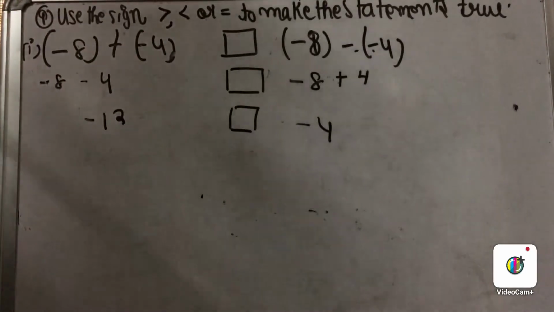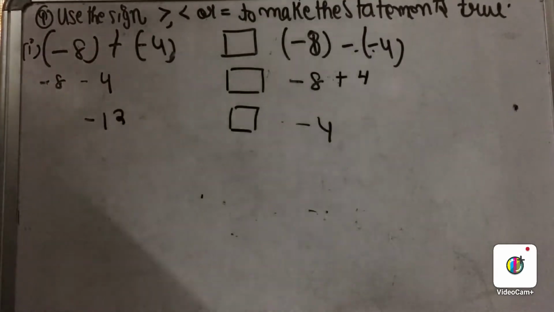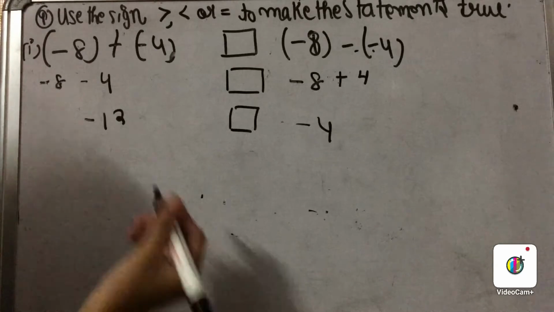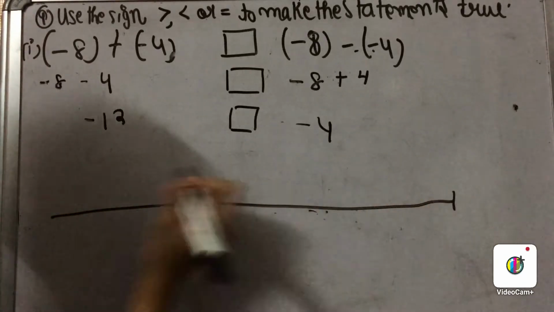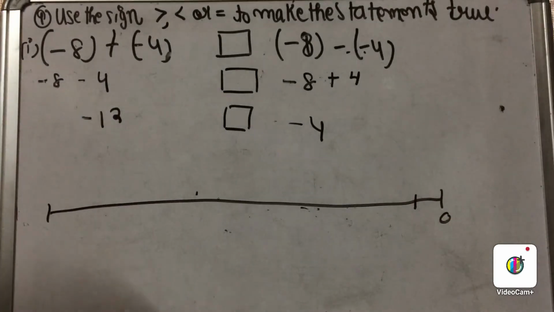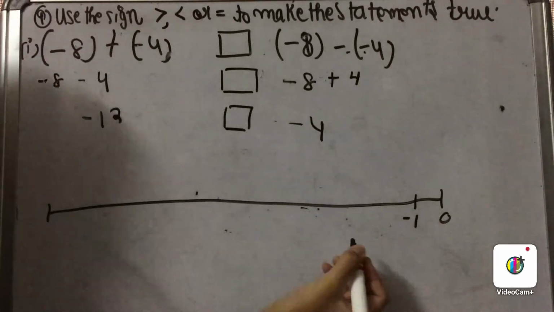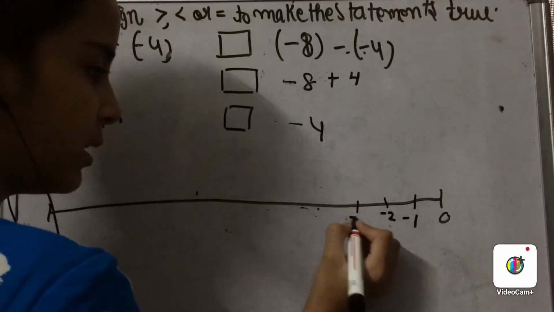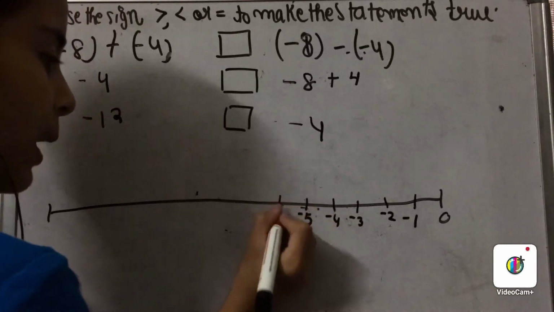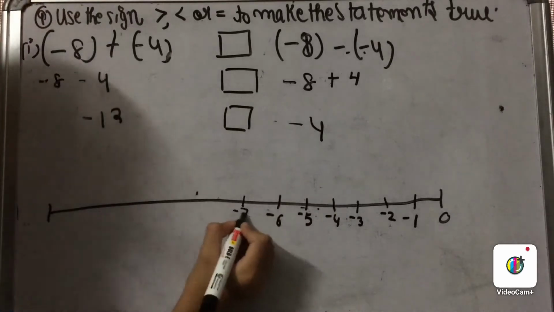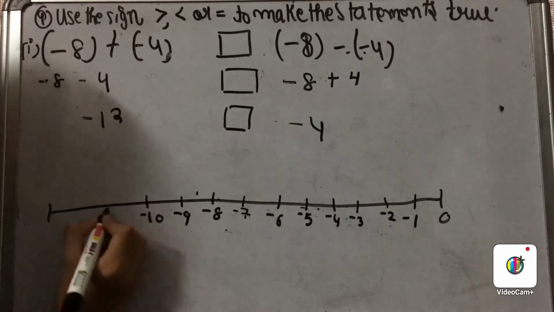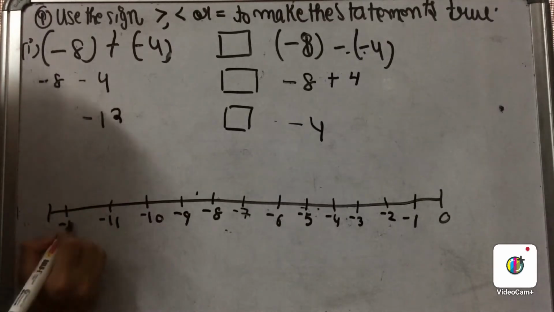So now which one is bigger? You would probably say that 12 is bigger. No, 12 is not bigger. Let me explain it with the help of a number line. So if I mark here 0, now we would write here minus 1, minus 2, minus 3, minus 4, minus 5, minus 6, minus 7, minus 8, minus 9, minus 10, minus 11 and minus 12.